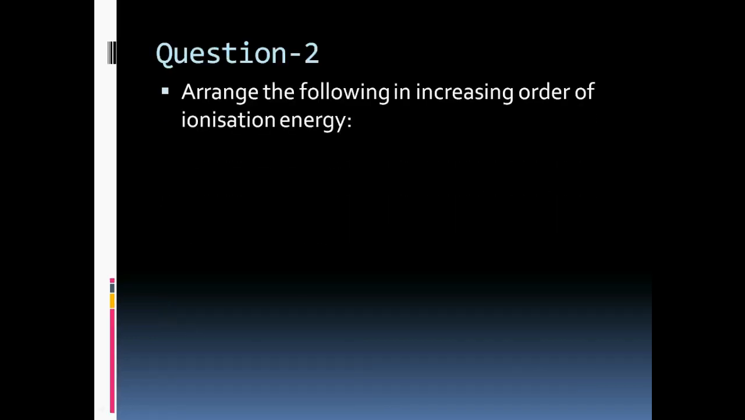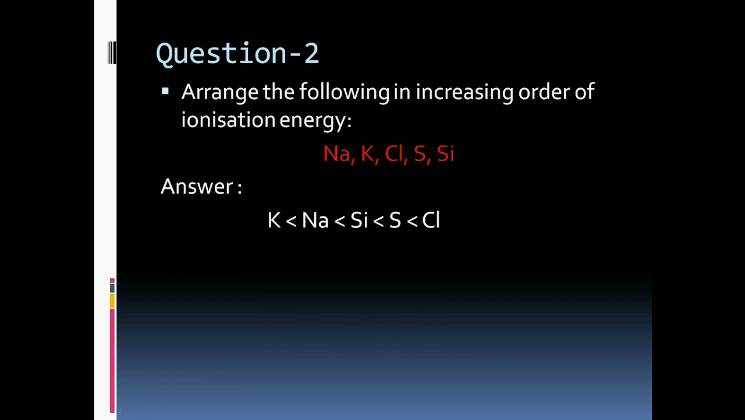Let's do one more question. Arrange the following in increasing order of ionization energy: sodium, potassium, chlorine, sulfur, silicon. And the answer is potassium, sodium, silicon, sulfur, and chlorine.